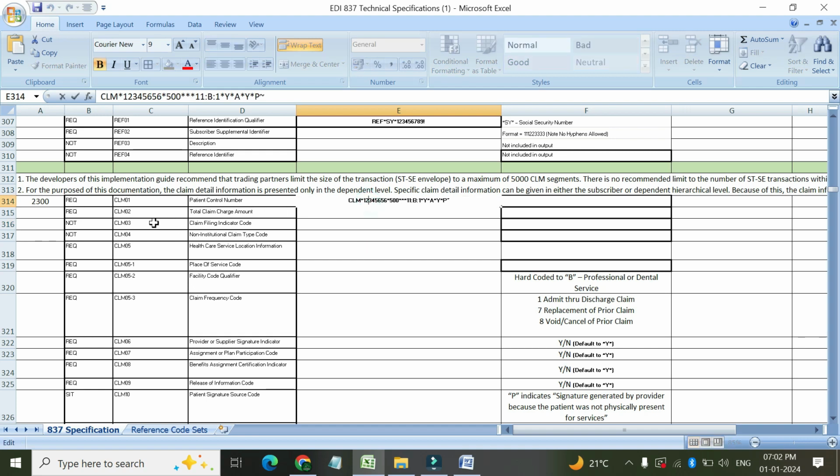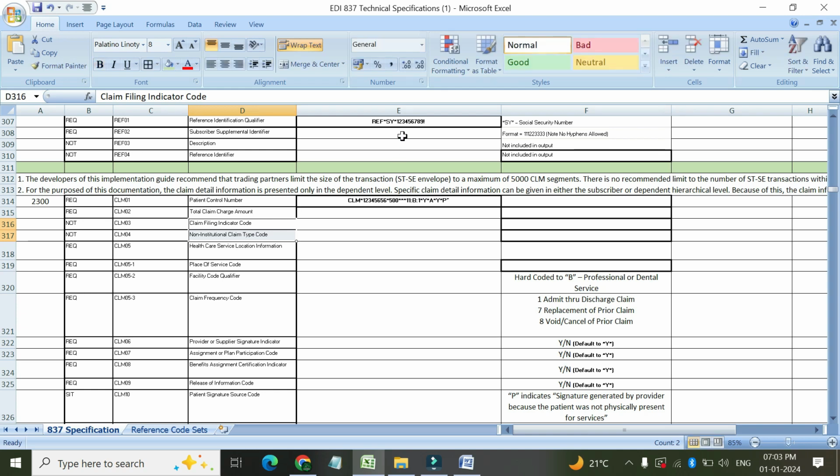And then CLM02 contains the total charge amount. As I told you, suppose there are 5 services provided on the claim, each service is for $100, so $500 will be the total charge amount. And then CLM03, 4, these are blank, and then CLM05 is a composite element.